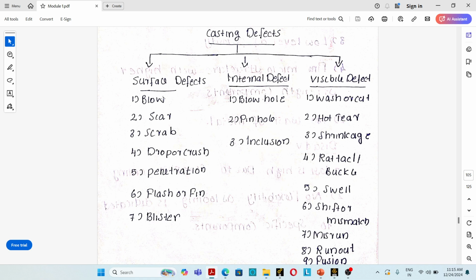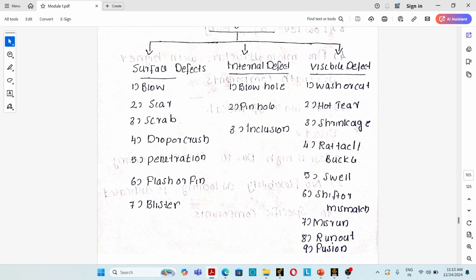In surface defects, we have blow, scar, scrap, drop or crush, penetration, flash or fin, and blister. So these are the classifications of surface defects. For internal defects, there are three: blowhole, pinhole, and inclusion. Then the last are the visible defects: wash or cut, hot tear, shrinkage, rat tail, bar buckle, swell, shift or mismatch, misrun, run out, and fusion. So we can discuss them one by one.